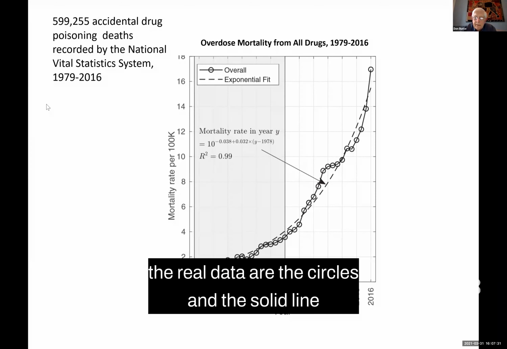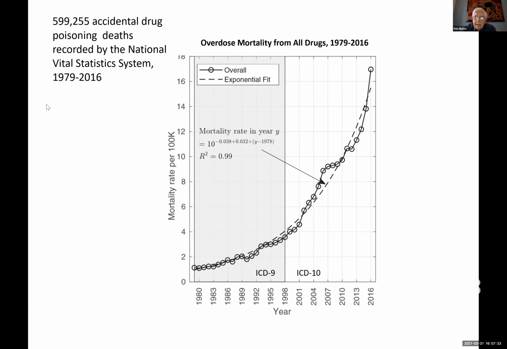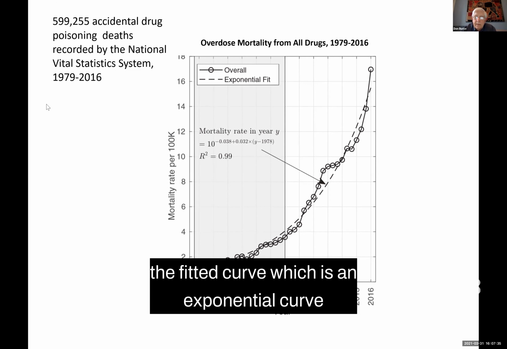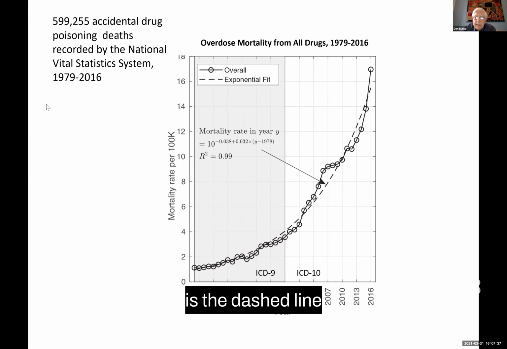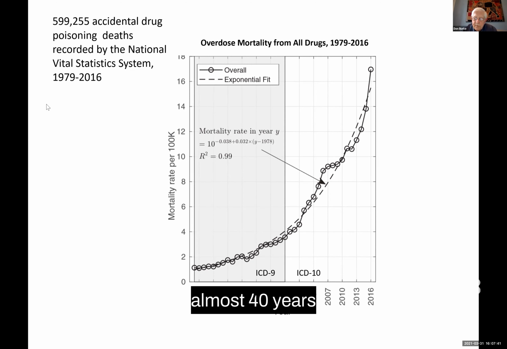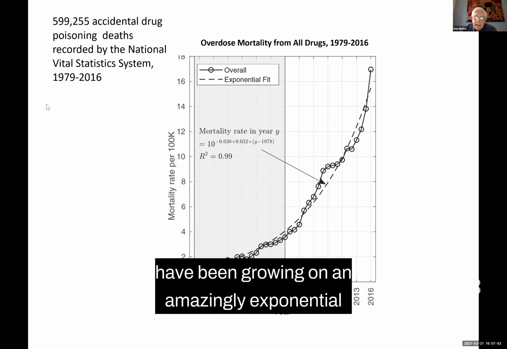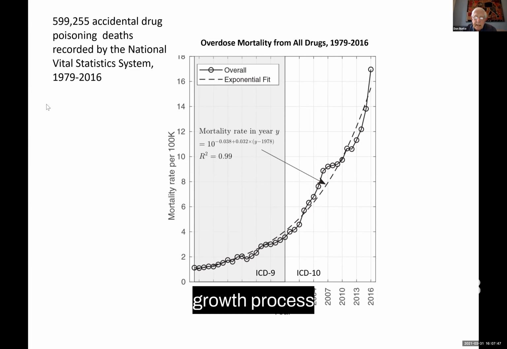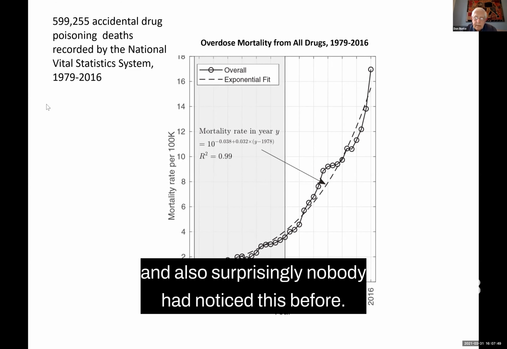The real data are the circles and the solid line. The fitted curve, which is an exponential curve, is the dashed line. And what we were able to show is that the epidemic for almost 40 years had been growing on an amazingly exponential growth process. And also, surprisingly, nobody had noticed this before.